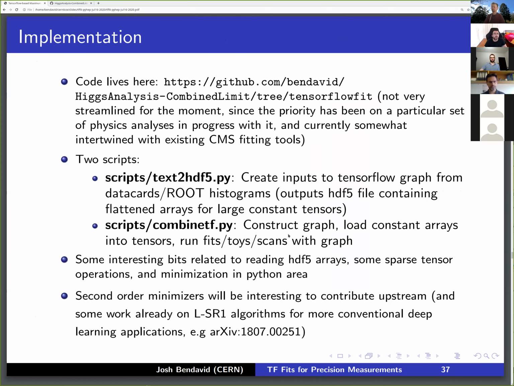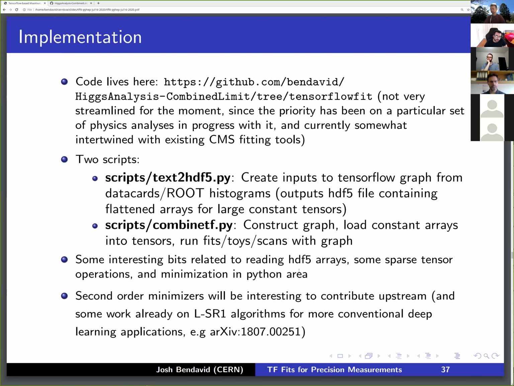So, okay, the code lives here, not very streamlined since the priority has been on a particular set of physics analyses, which are in progress with it. And it's currently somewhat intertwined with the existing CMS fitting tools. But there are two scripts, one which creates the inputs to the TensorFlow graph from text data cards and ROOT histograms in the format that we use for the CMS fitting tools, and outputs them to HDF5 files containing these flattened arrays for large constant tensors. And then there's the combined TF, which constructs the graph, loads the constant arrays, and then runs fits, toys, likelihood scans, etc.